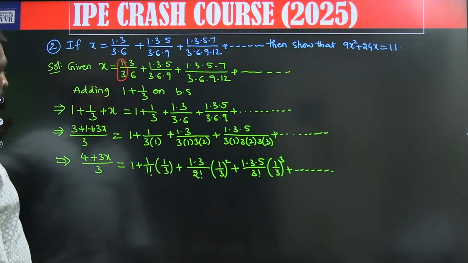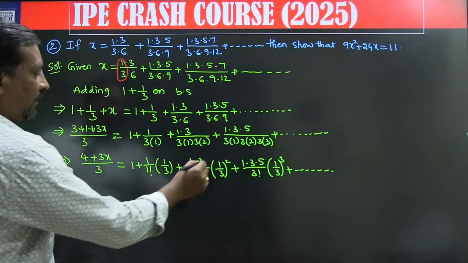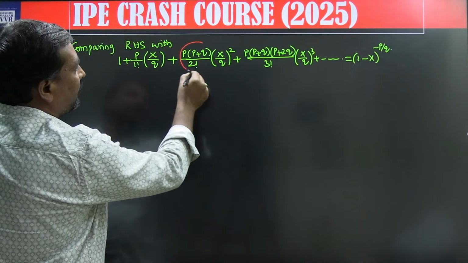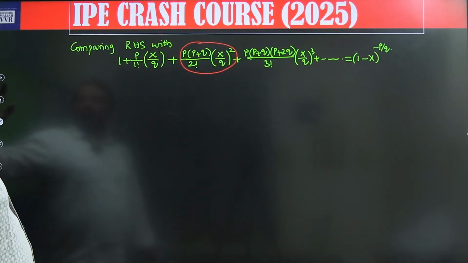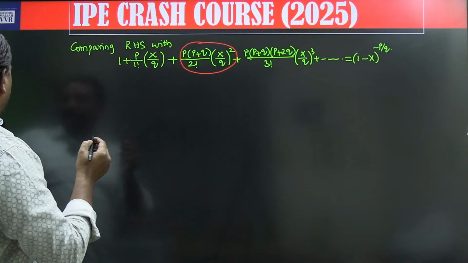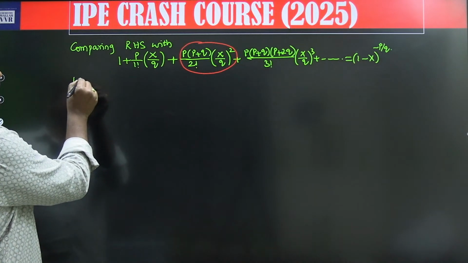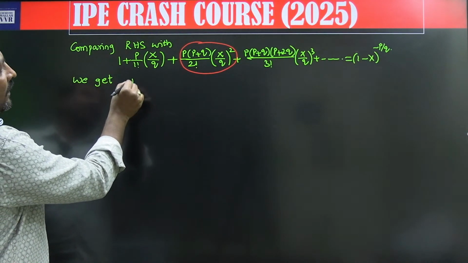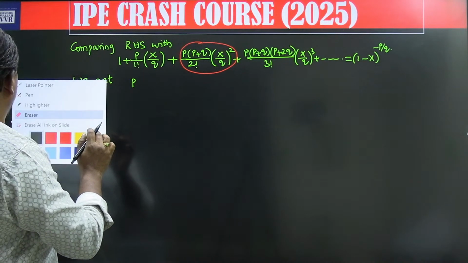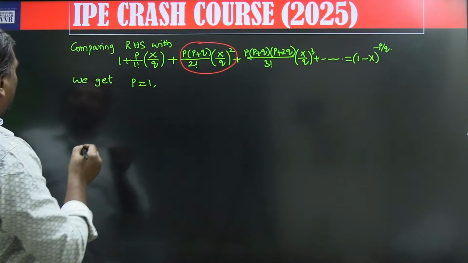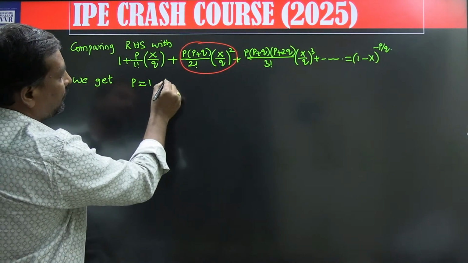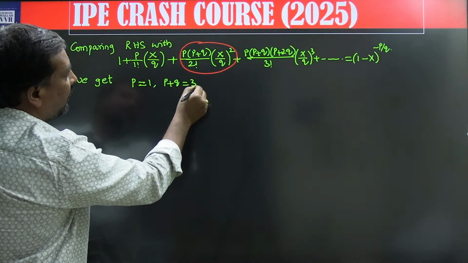Now comparing the second term. This second term will be compared with this value. So the first value is 1, and here the first value is p, so we get p is equal to 1. And the second value is 3. Here the second value is p plus q. P plus q is equal to 3.